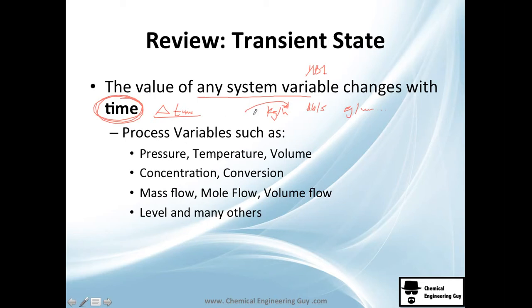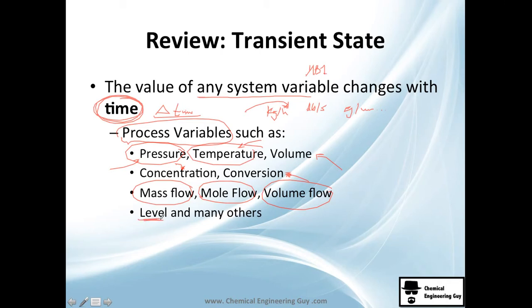Now, we talked about system variables. We're going to talk essentially about process variables, which are the pressure of a container, the temperature of a mixture, the volume or the level of a tank, the concentration of that tank or that flow, etc. The conversion of that reactor changes with time, of course. Maybe you are adding more flow, maybe the mole flow is increasing or decreasing, or the volumetric flow is changing because of these changes in pressure and temperature.